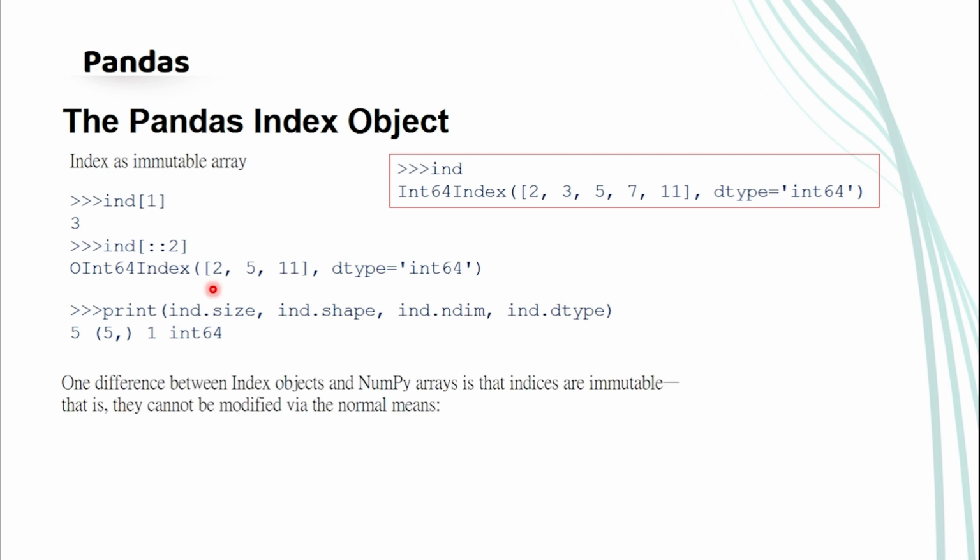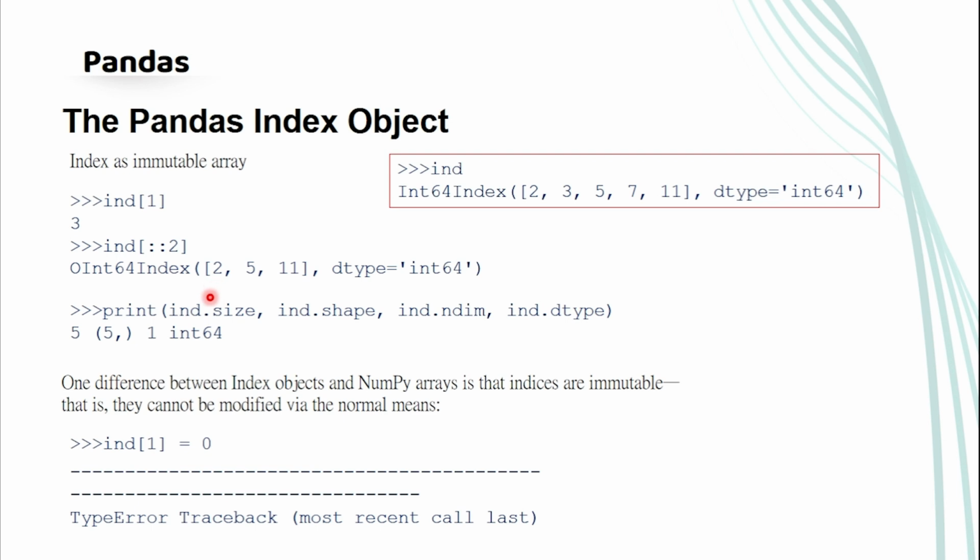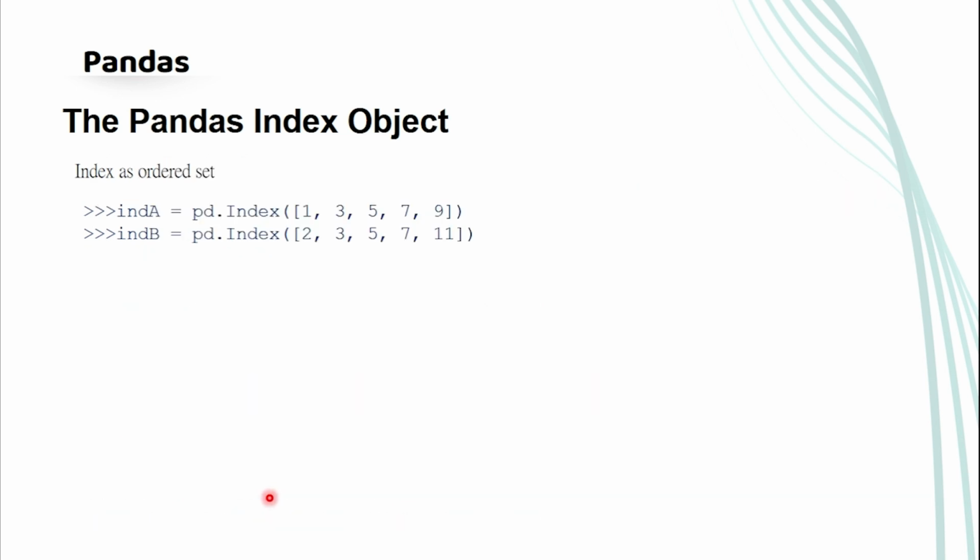So one difference between an Index object and a NumPy array is that indexes are immutable. That is, they cannot be modified by the normal means. So we cannot change the values of the Index. If we try to change the value of index 1 to 0, then we will get an error message.